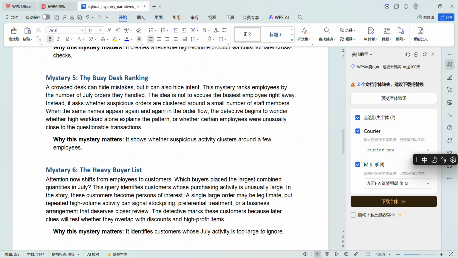Okay, Mastery 5: the busy desk rendering. Across the desk can hide mistakes, but it can also hide intent. This mastery ranks employees by the number of daily orders they handled. The idea is not to accuse the business employee right away. Instead, it asks who secures the orders.